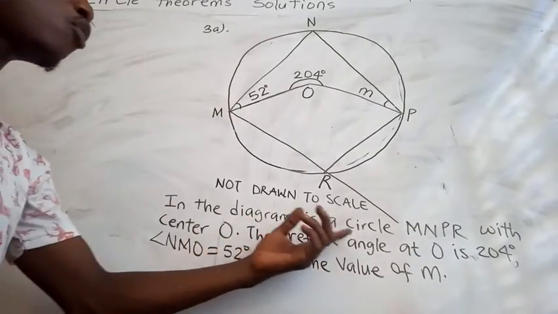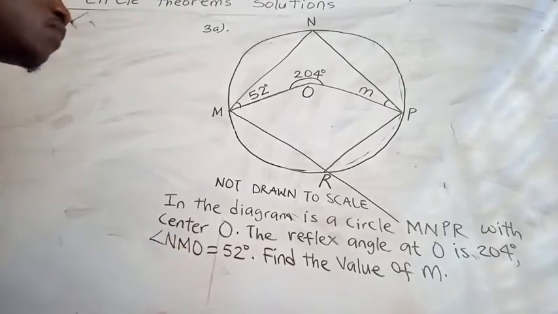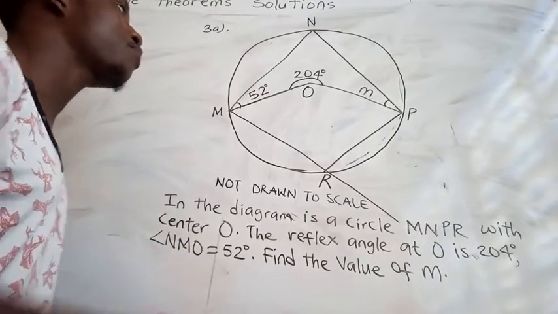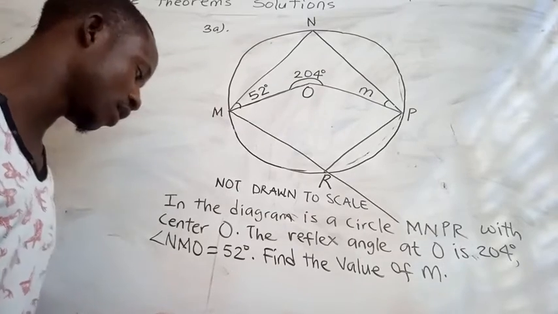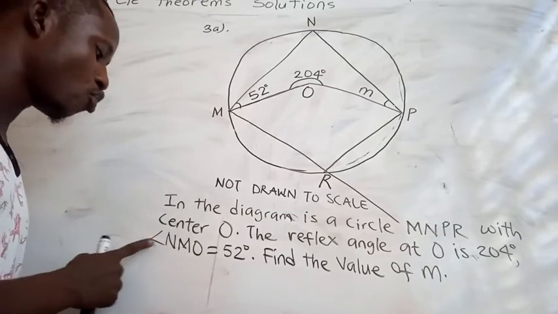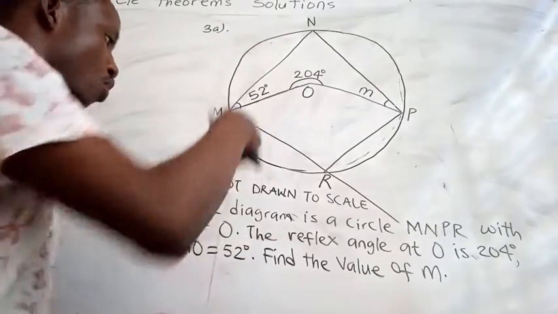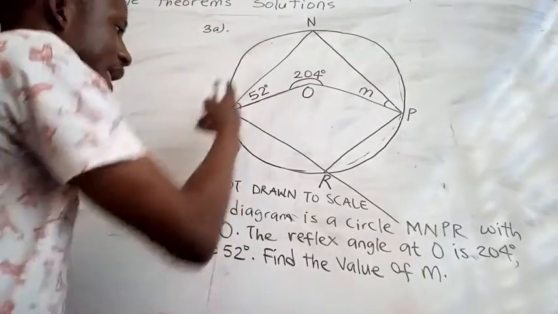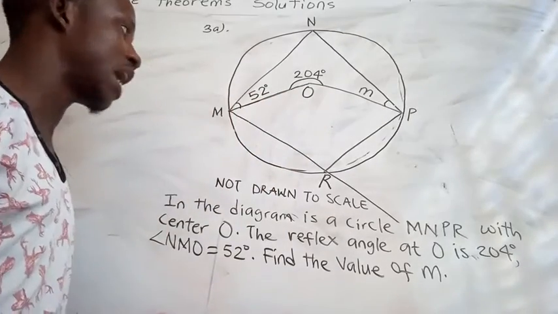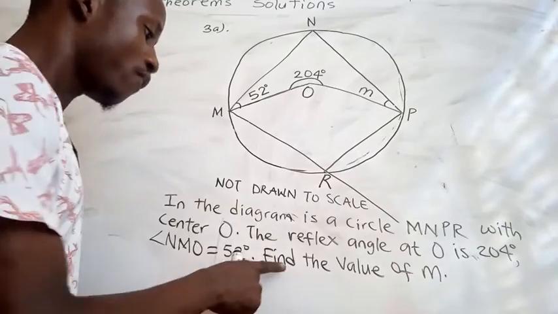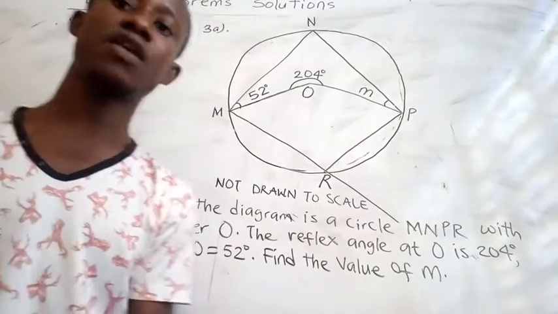The reflex angle at O is 204 degrees. So the reflex angle that is found at point O is given to us as 204 degrees. And angle NMO is equal to 52 degrees, which is given to us in the diagram. Find the value of m. So we are asked to find the value of m.